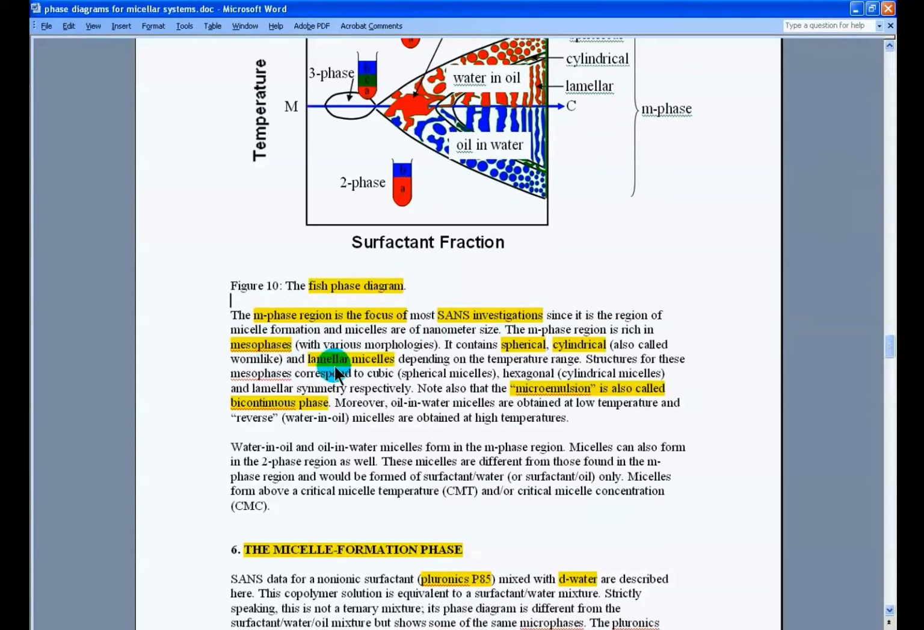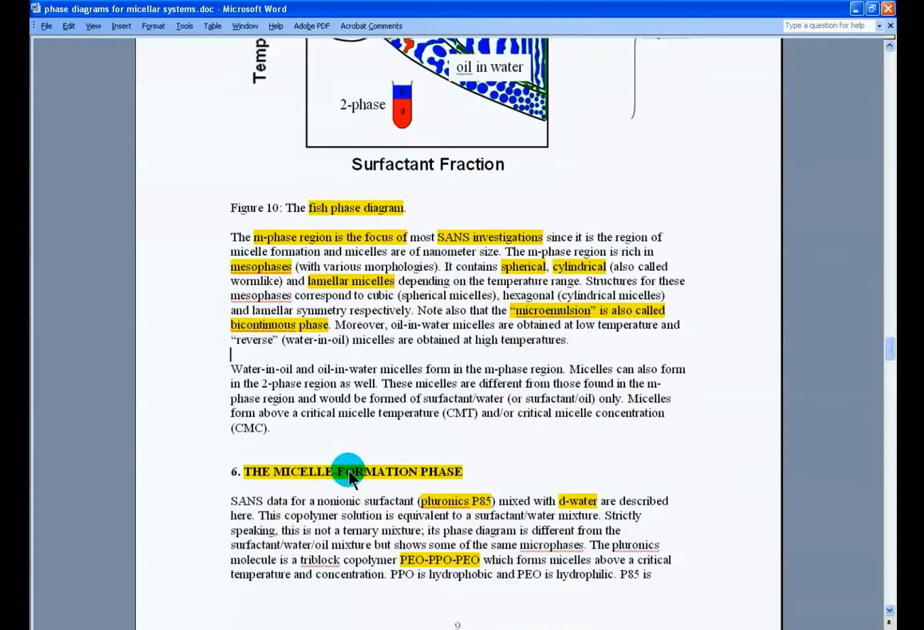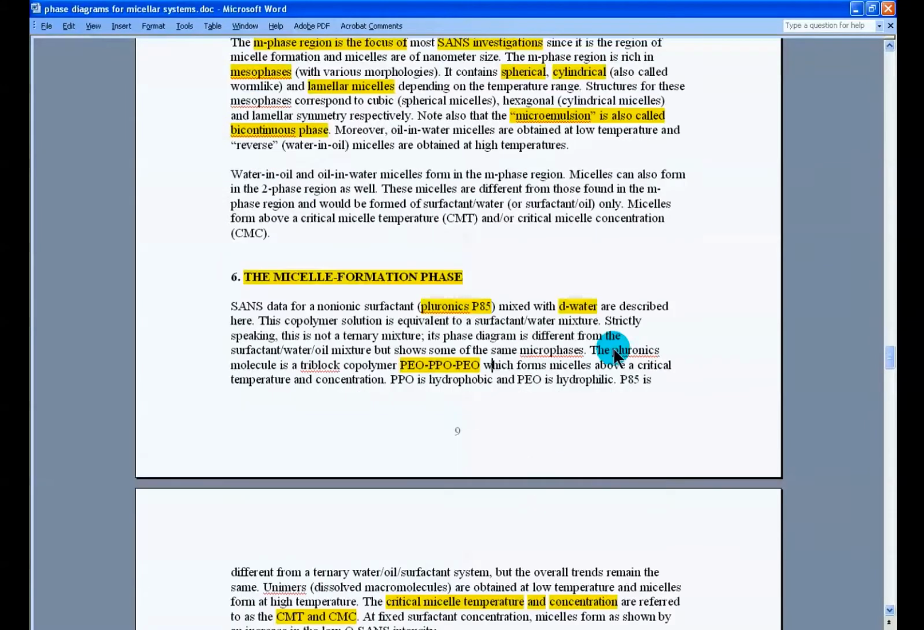There are all of these mesophases like lamellar, micelle, spherical, cylindrical. There's also the so-called microemulsion phase. It's also called the bicontinuous phase. The micelle formation phase is obtained with either ionic surfactants or non-ionic surfactants. This is the case where we're using Pluronic P85, which is a triblock copolymer, no charges, so a non-ionic surfactant. It's PEO, PPO, PEO in deuterated water.